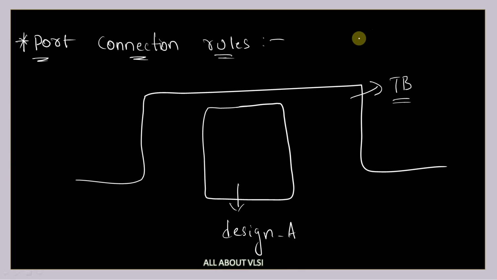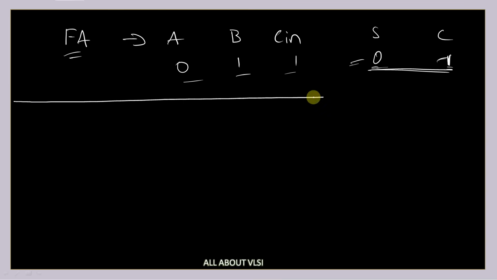Okay. Now, for that we need to understand how we are going to connect two modules, or not only two modules, how we are going to connect different modules. For that we need to understand the port connection rules. Let's say I have a design A. For this design A, I'm not going to care about the code which is inside the design A. I am going to care about the ports which have been declared.